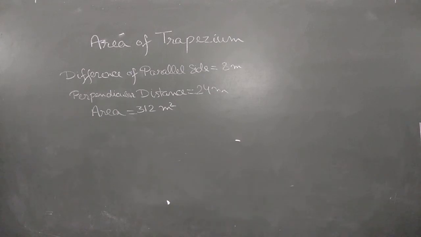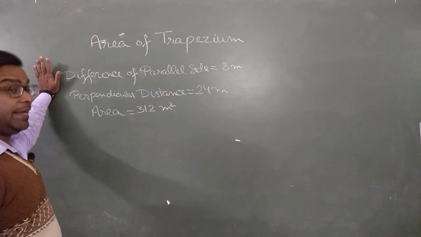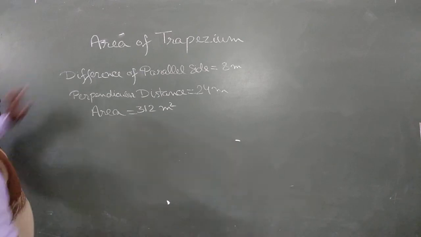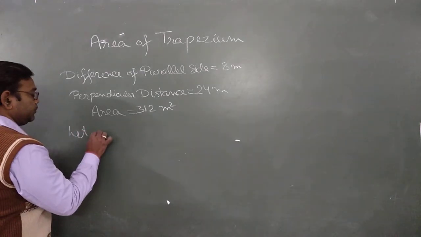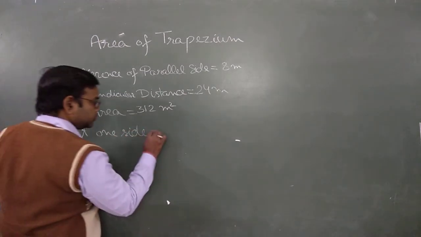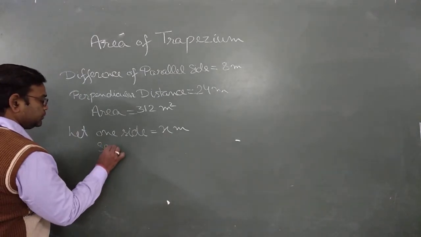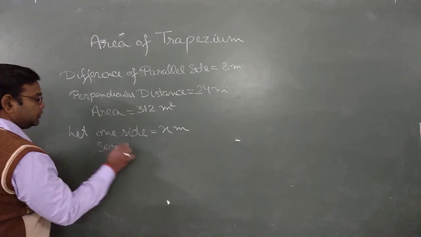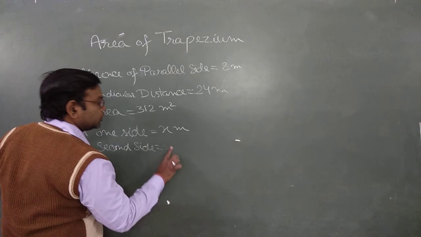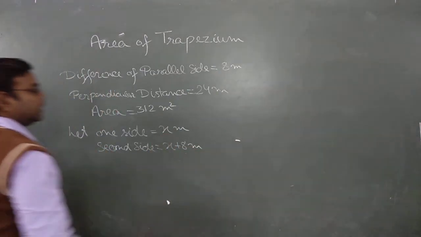How do we find out? We focus on the very first statement: the difference of parallel sides equals 8 meter. What does it mean? Let one side equal x meter, then the longer side, the second parallel side, equals, no, not 2x, x plus 8 meter. Only then do we have a difference of 8 meter.